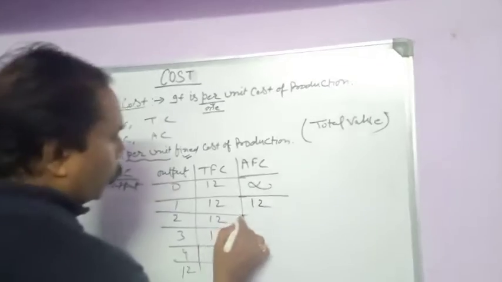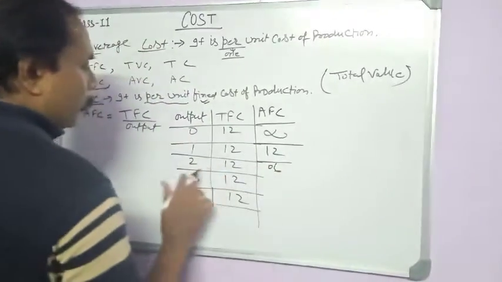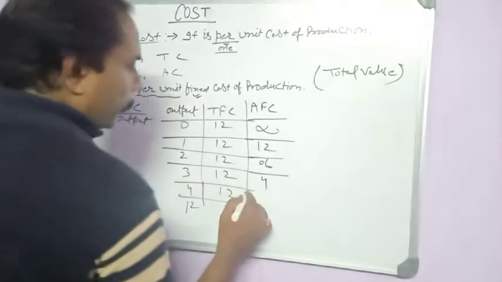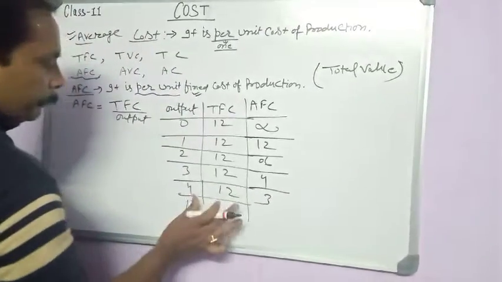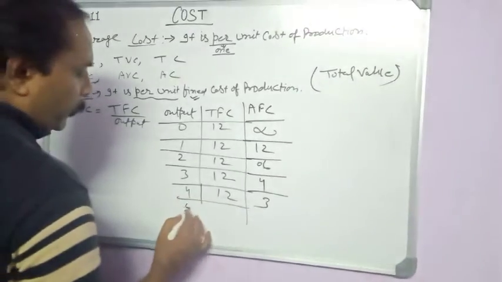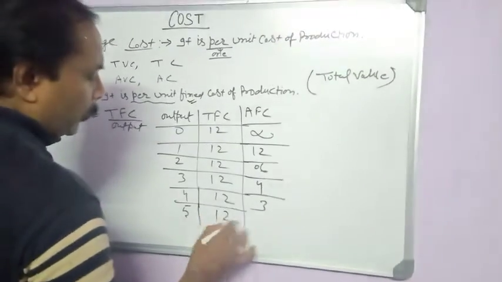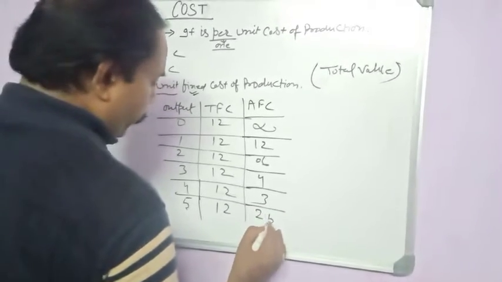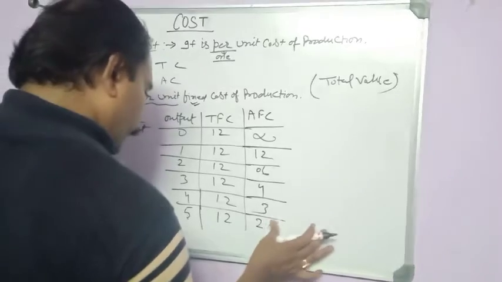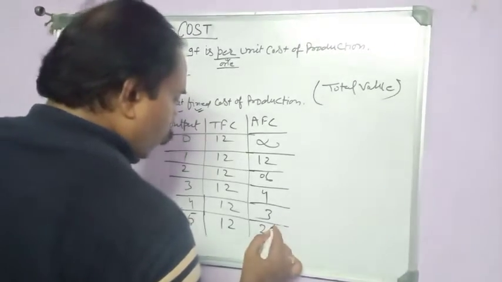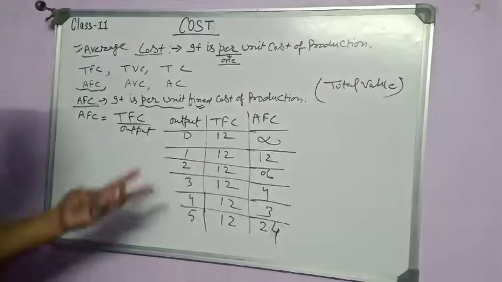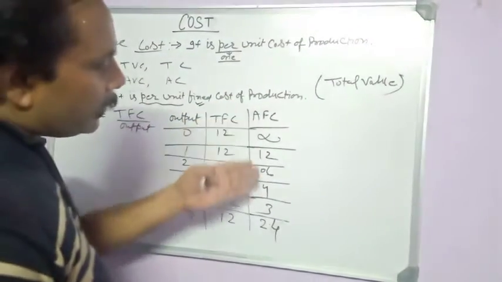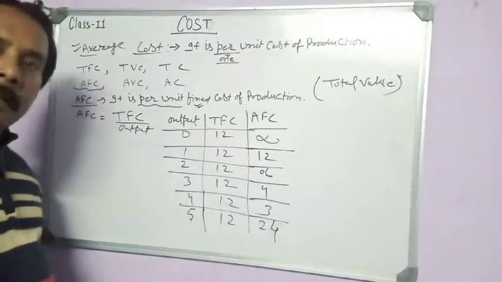And here the average fixed cost, 12 divided by 1, 12. 12 divided by 2, that is 6. 12 divided by 3, it will be 4. 12 divided by 4, it will be 3. Okay, this is, suppose, the 5th unit, and our total fixed cost is 12. So 2.4. So what do you find here? Here we find that as the output is increasing, average fixed cost is continuously declining.